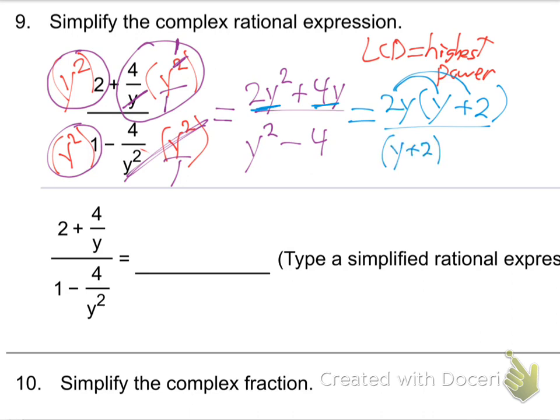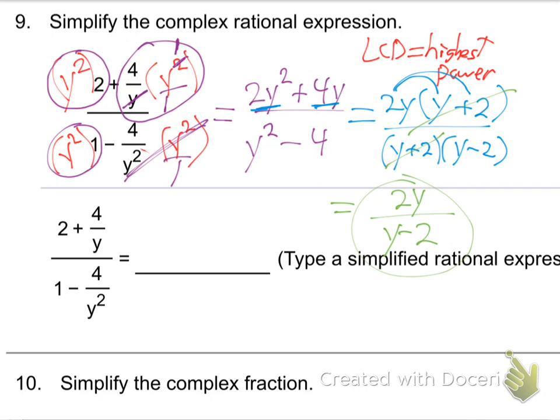Double, double: y plus 2, y minus 2. And then these cancel. What do we got? 2y over y minus 2, and we're done. Why can't I cancel the y's? It's because the bottom is a glued package. All or nothing. I can't take it all, so I take none.